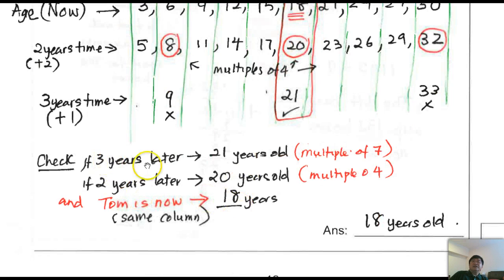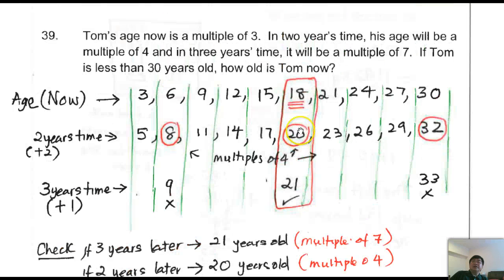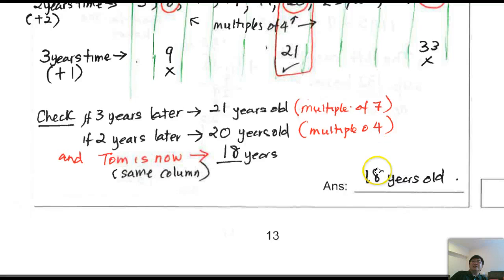See, 3 years later, he's 21. Okay, 21 is also a multiple of 7. 2 years later, he's 20. Right, he would be 20, and 20 is also a multiple of 4. That's how you check. So now, what is my age? Or what is, sorry, his age? His age is 18. How do you know? Same column. Can you see? Same column all the way. His age is 18. So the answer is 18.